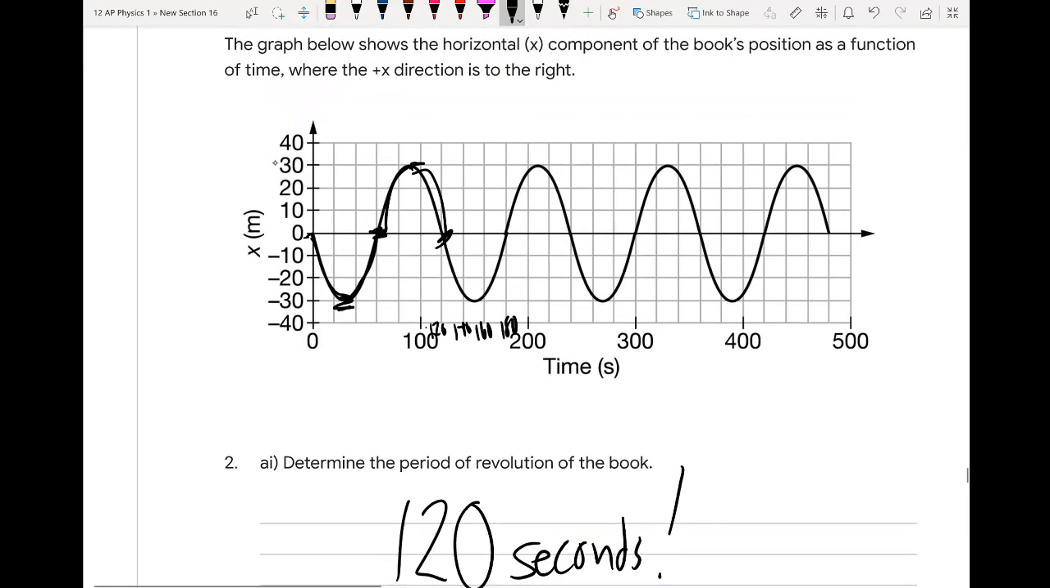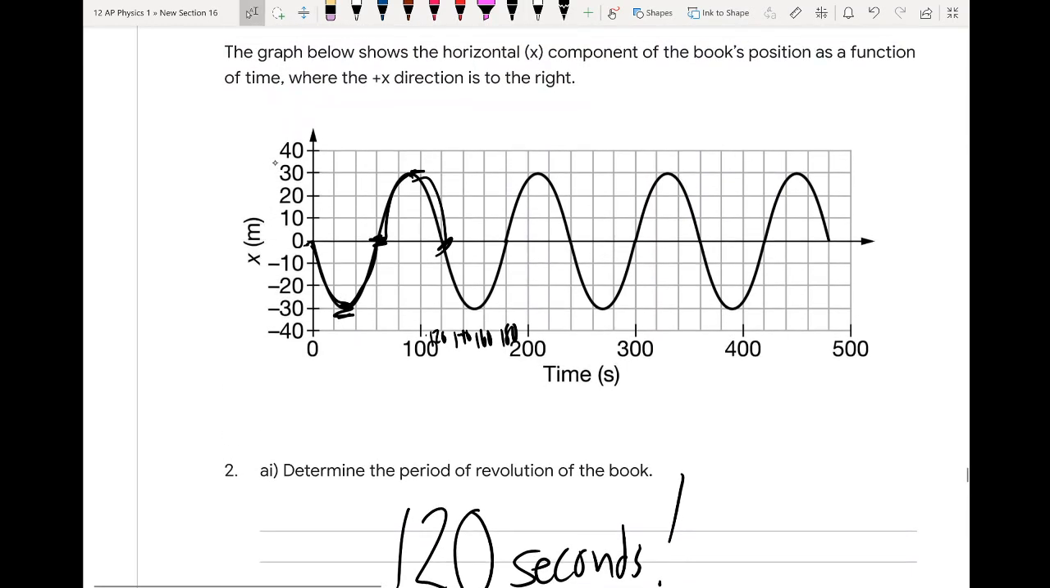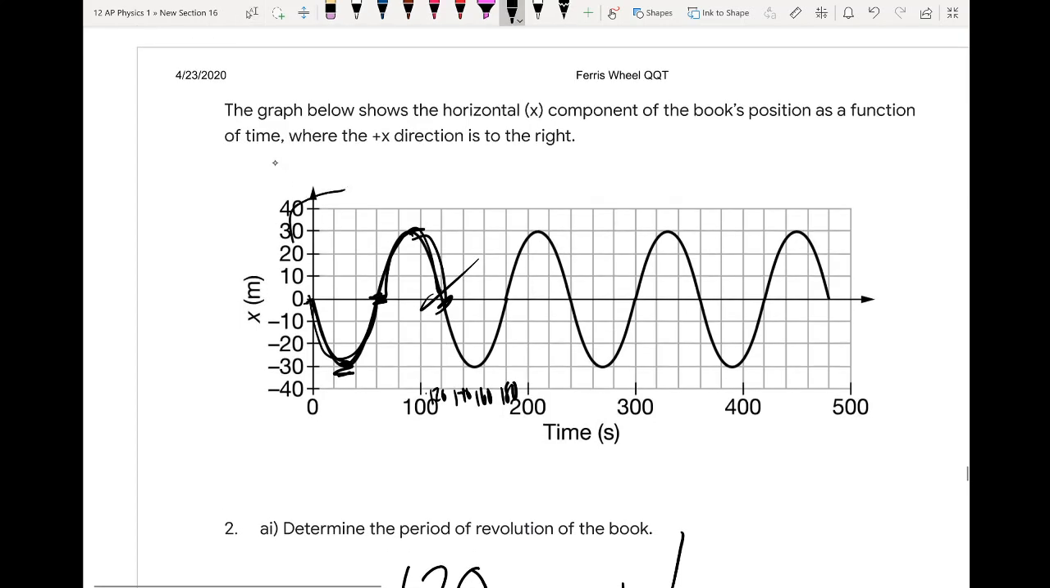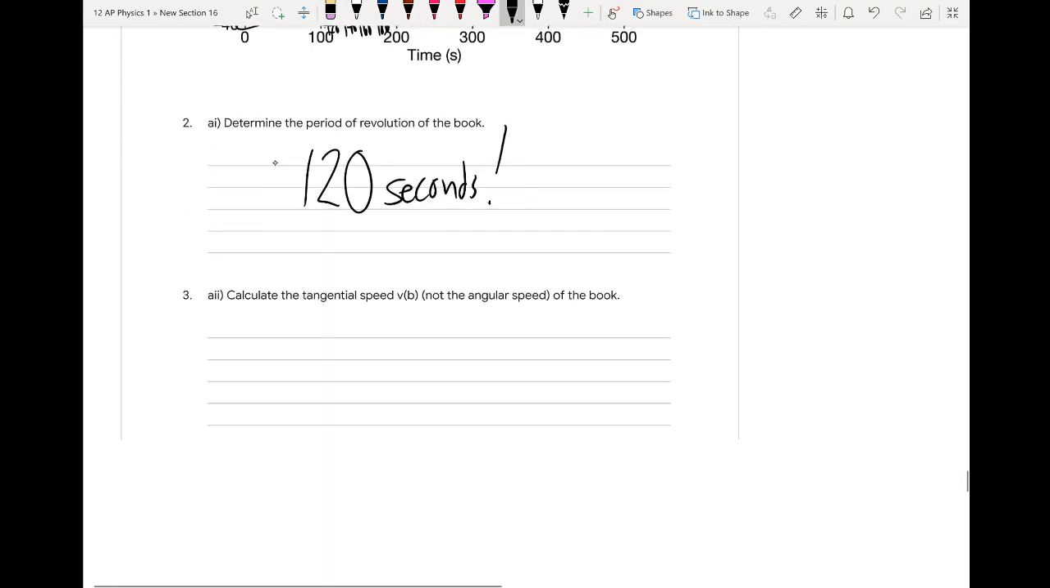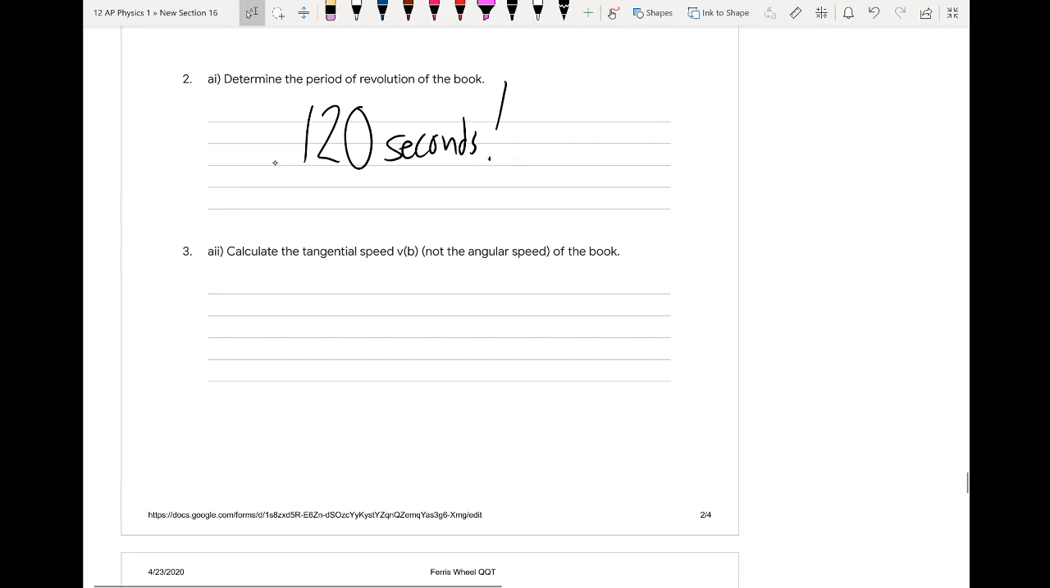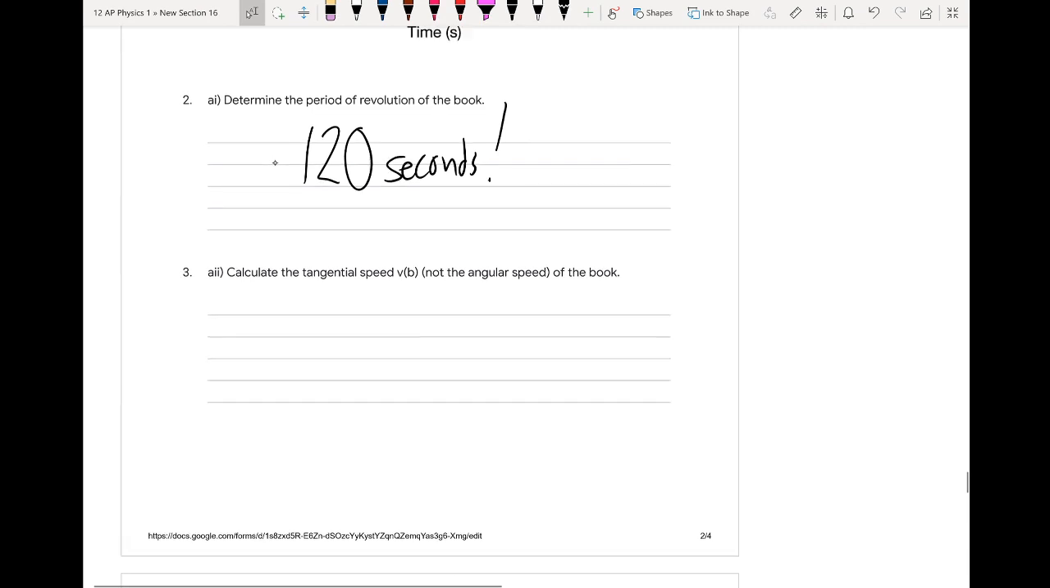All right, 120 seconds. And we can also say, if we're looking at the sinusoidal type graph, one full cycle is just going to be one sine wave. So this is really just one sine wave, and then it keeps on repeating. But that is one unrepeated sine wave. So you can also just say, this is one sine wave. All right, then the next part, calculate the tangential speed, VB, not the angular speed of the book.